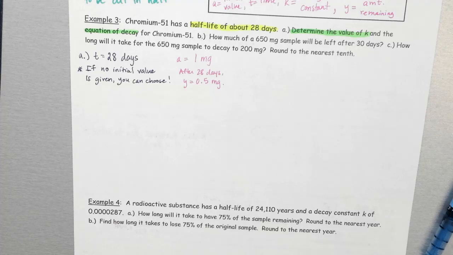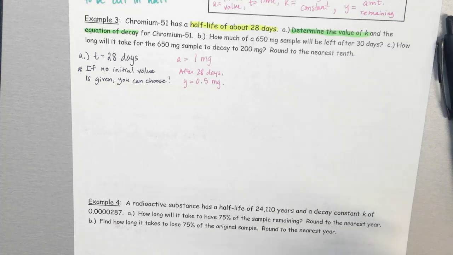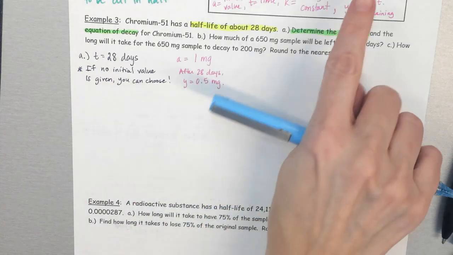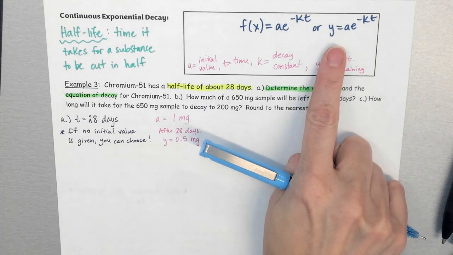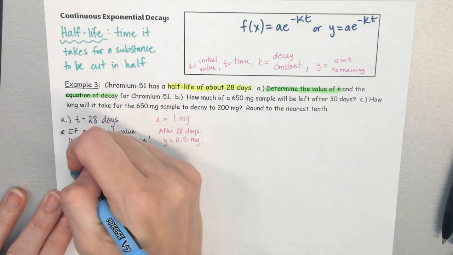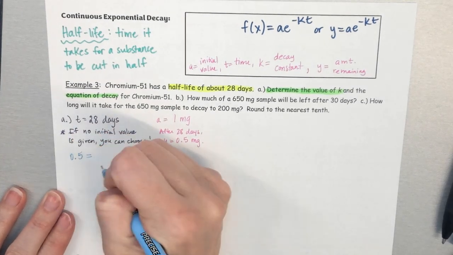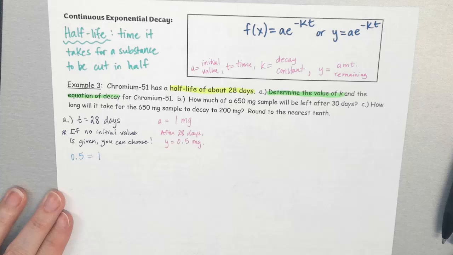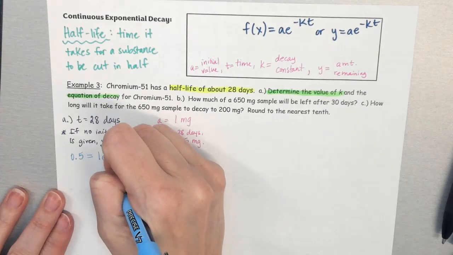Okay, so when we set this up in our equation, again, we're using just the y equals a e to the power of kt. The remaining amount is half when you start with 1, and then it's e to the negative 28 k.